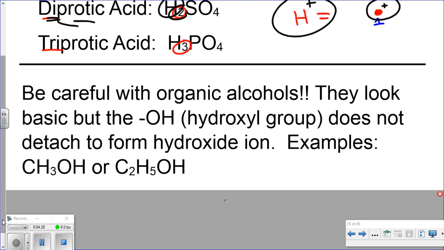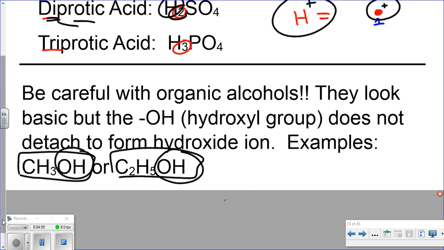Now, the one thing I want you to be careful on is when we talk about bases, bases have what are called the hydroxide. So that's the essence of an Arrhenius base. But just be careful with alcohols, because alcohol looks like this. This is something called methanol or methyl alcohol, and this is ethanol or ethyl alcohol. Notice you see this OH here. That is something called a hydroxyl group, not hydroxide, and it's sometimes mistaken as a base. It's not. It's actually an alcohol. So just be careful with that.